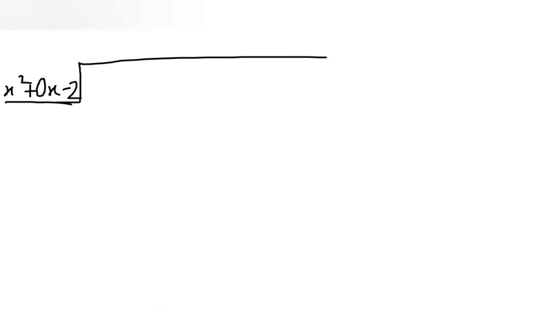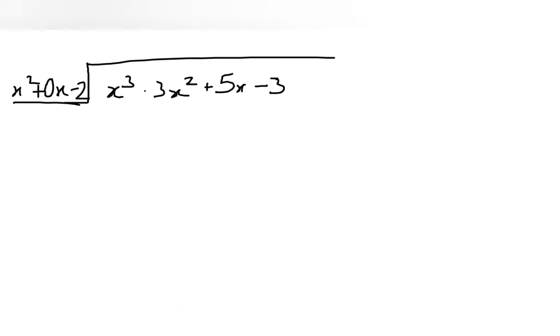So let's begin. Now let's divide this. The divisor is x square plus 0x minus 2. The dividend is x cube minus 3x square plus 5x minus 3. How we divide is, we first take the first terms of the dividend and the divisor. The first term in the dividend is x cube, and we divide it by the first term in the divisor, which is x square.